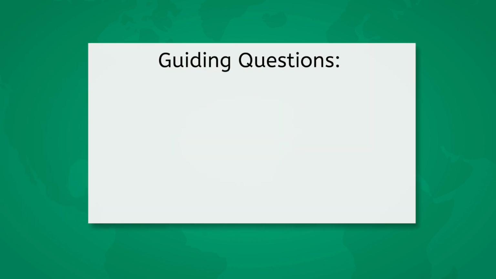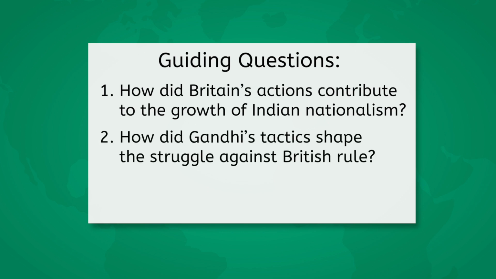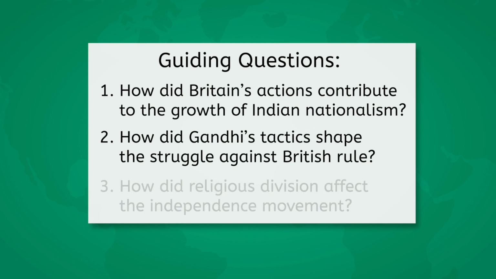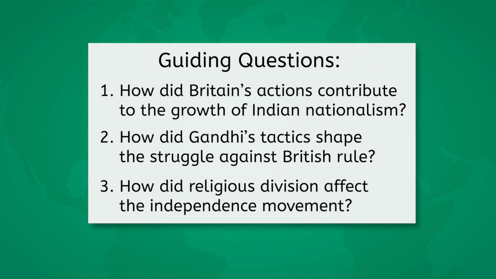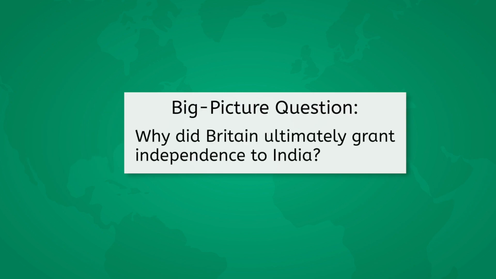Our guiding questions are: how did Britain's actions contribute to the growth of Indian nationalism? How did Gandhi's tactics shape the struggle against British rule? And how did religious division affect the independence movement? Our big picture question is, why did Britain ultimately grant independence to India?